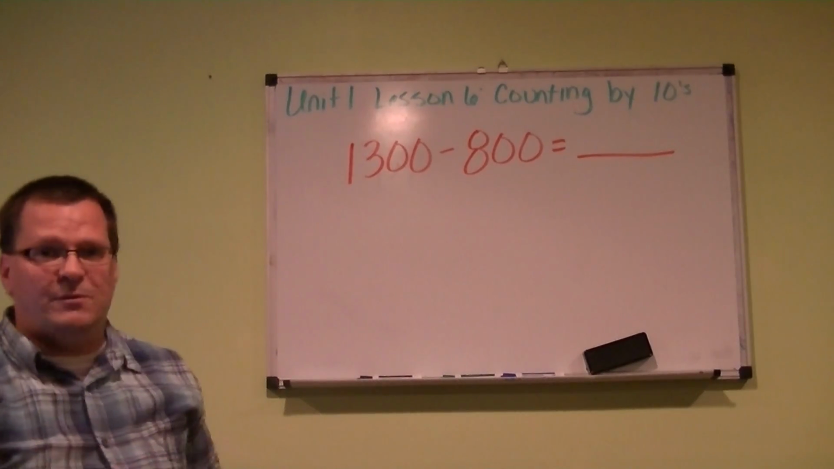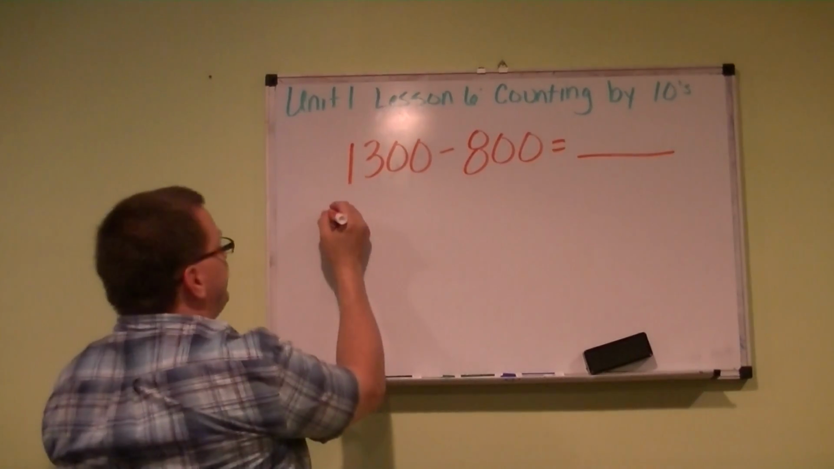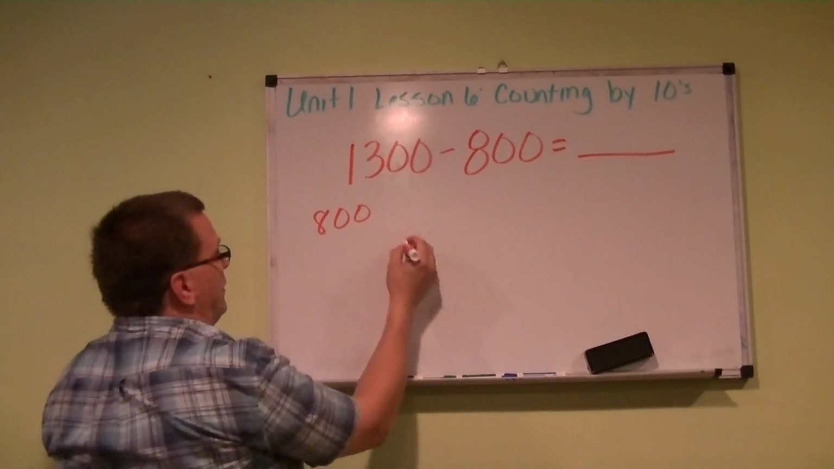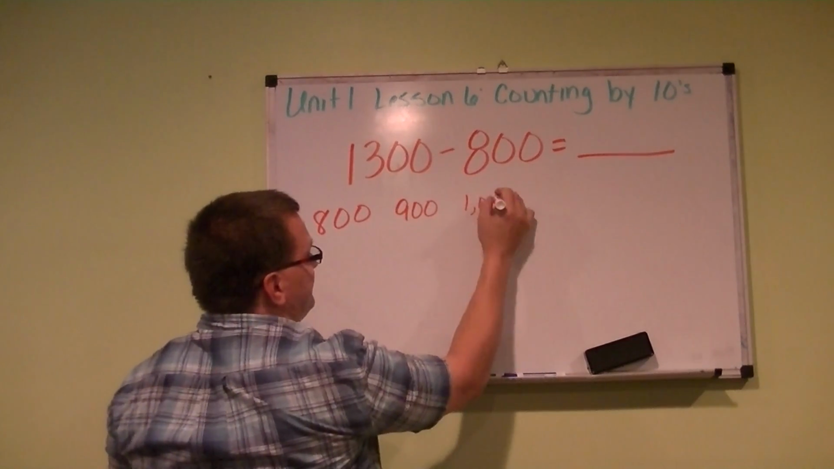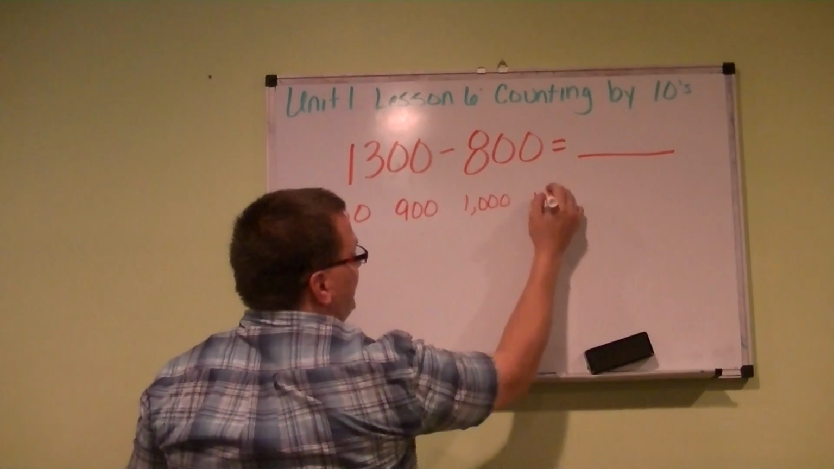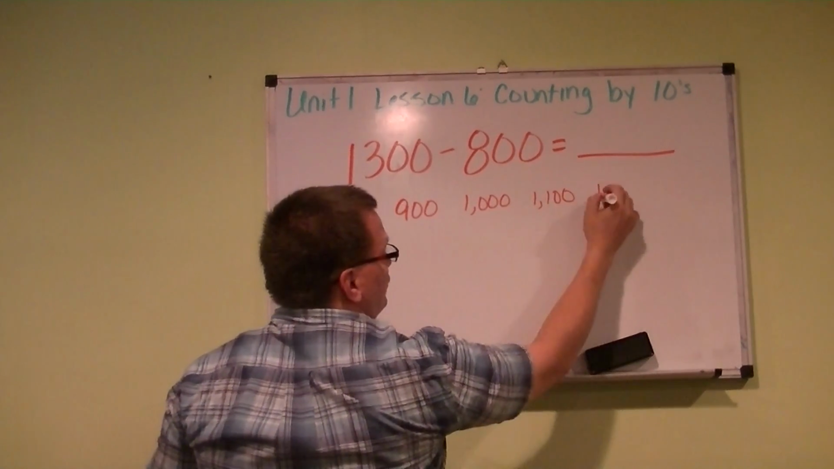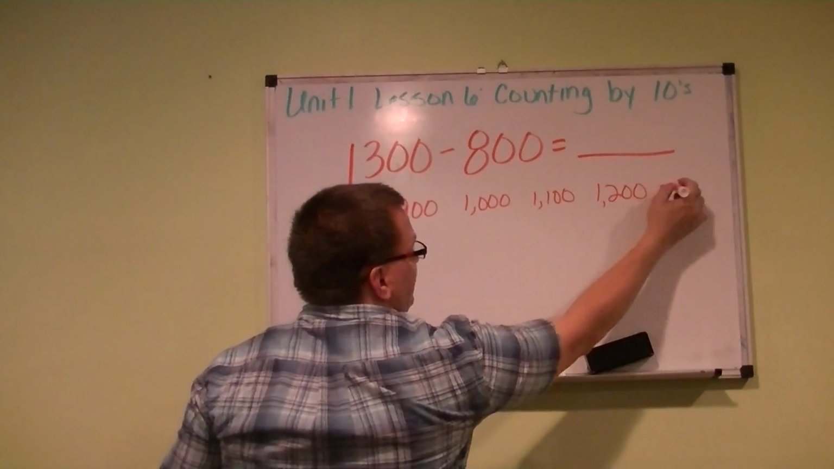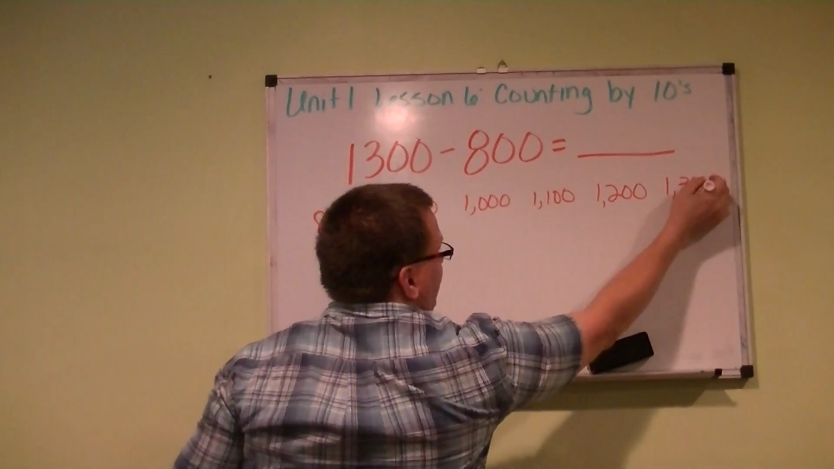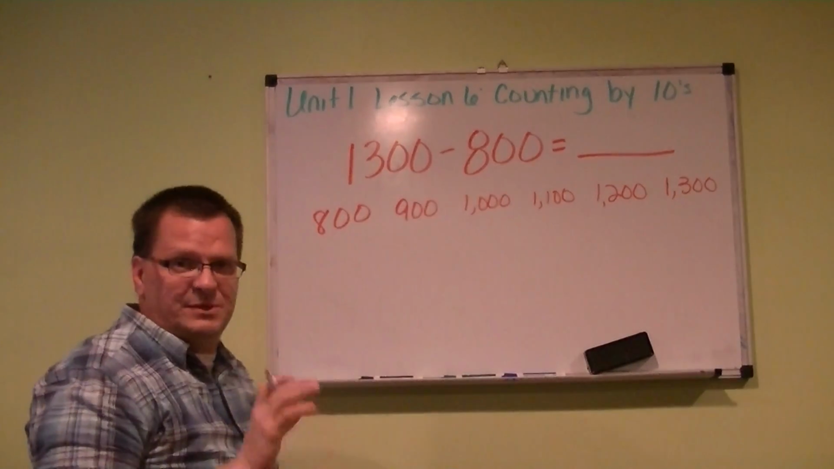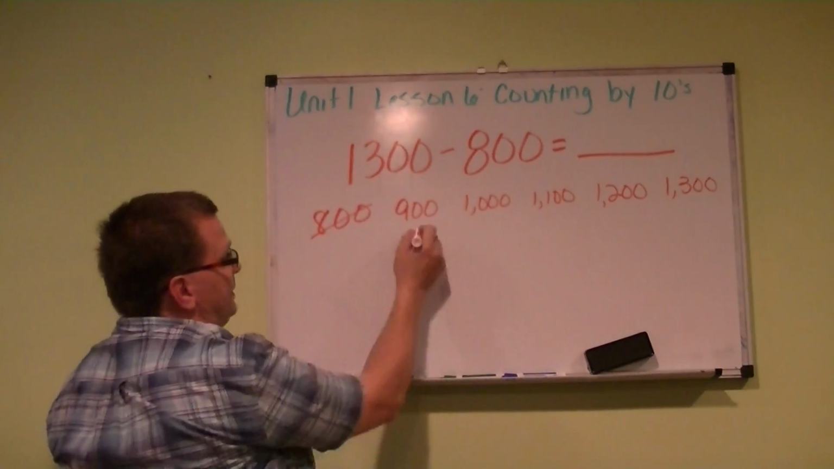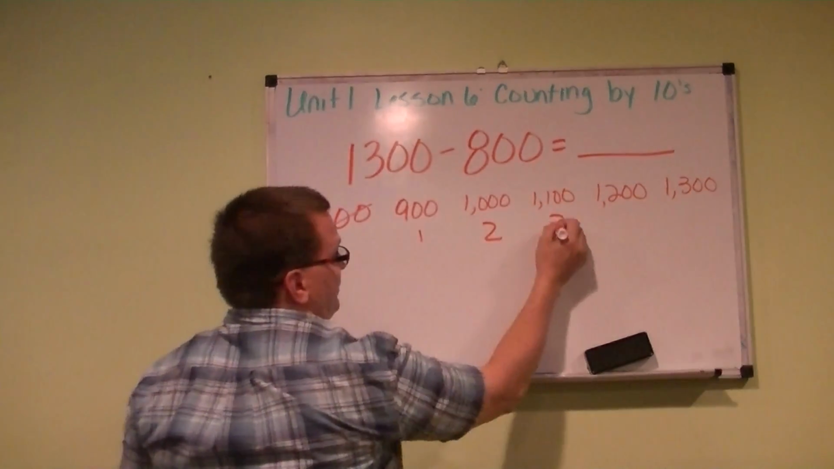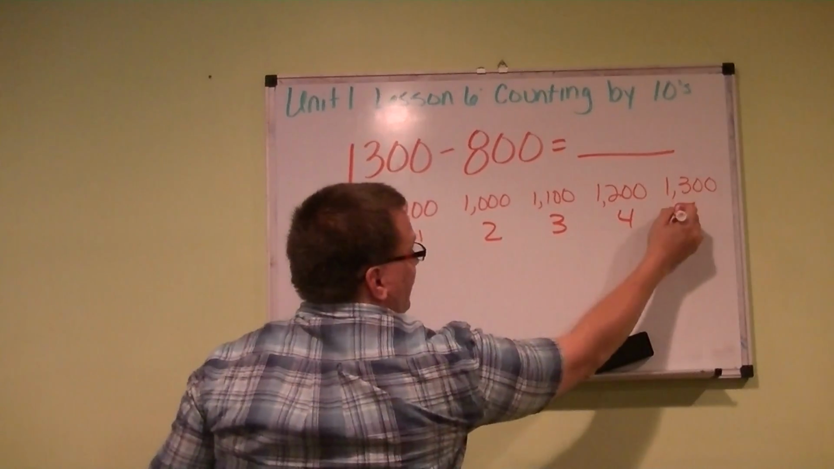If you think about it, we can do starting at 800. We can go to 900, 1,000, 1,100, 1,200, 1,300. And you're going to see no difference in the tens that we just did versus the hundreds. We don't count that one. 1, 2, 3, 4, 5.